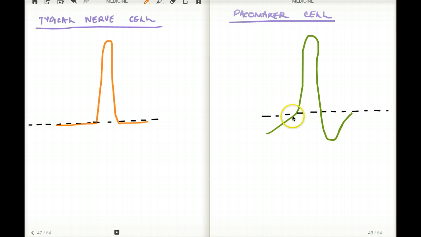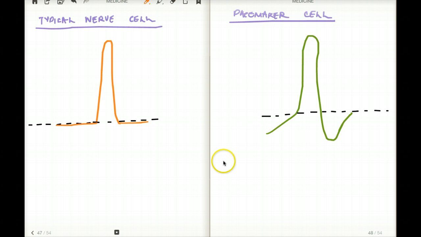Once this threshold is reached, only then is an action potential generated. This is different from the nerve cell, because in a nerve cell there is a steady resting membrane potential, and once you hit threshold, only then will it generate an action potential. It's not going to get depolarized slowly. You have to hit the nerve cell with a certain amount of voltage. But in pacemaker cells, the cells slowly depolarize at a very steady rate, then reach threshold, and then we have this action potential.